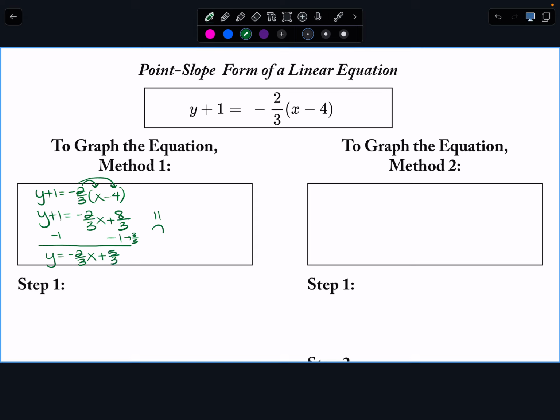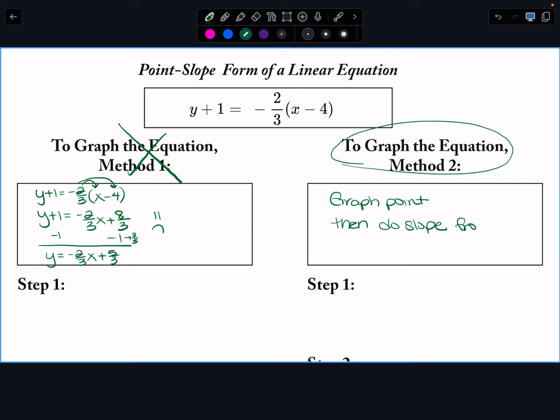Who wants to do that? So I would not do method 1. How dare you? I would do method 2, which is graph the point, then do slope from the point.